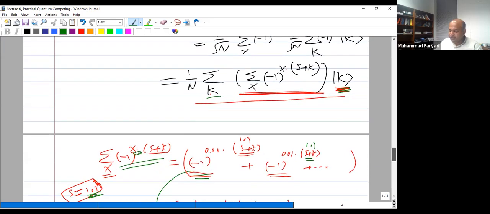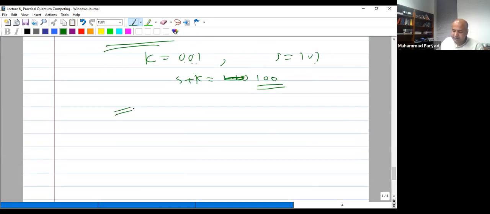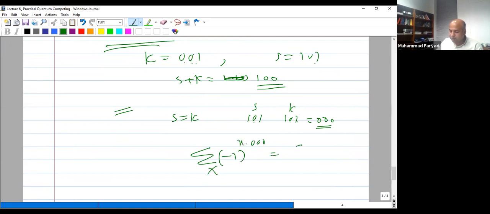But let's see what happens when k is equal to s. For that term's coefficient, s is 101 and k is 101. So 1 plus 1 is 0, 0 plus 0 is 0, 1 plus 1 is 0. So I have 0, 0, 0. So the sum over x of -1 power x dot 000 will be sum over x of -1 power 0, which is sum of 1 over x going from 0 to n minus 1. So the sum is n.